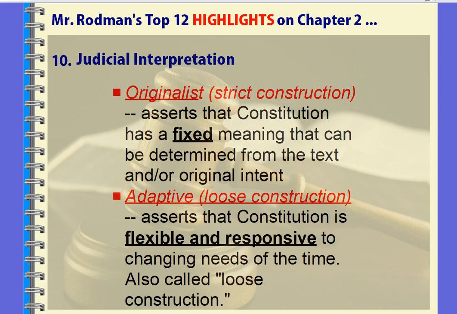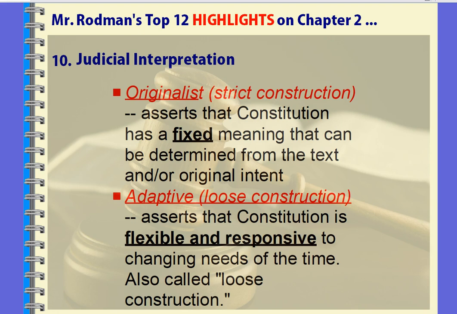The originalist approach, the idea of strict construction, exactly what it says, word for word. What does the Constitution say? What does it mean? We see more conservative justices taking this originalist approach. Antonin Scalia, for example, the late Antonin Scalia, who died about a year and a half ago, took this originalist approach. And his replacement, Neil Gorsuch, also takes a very strict construction approach.